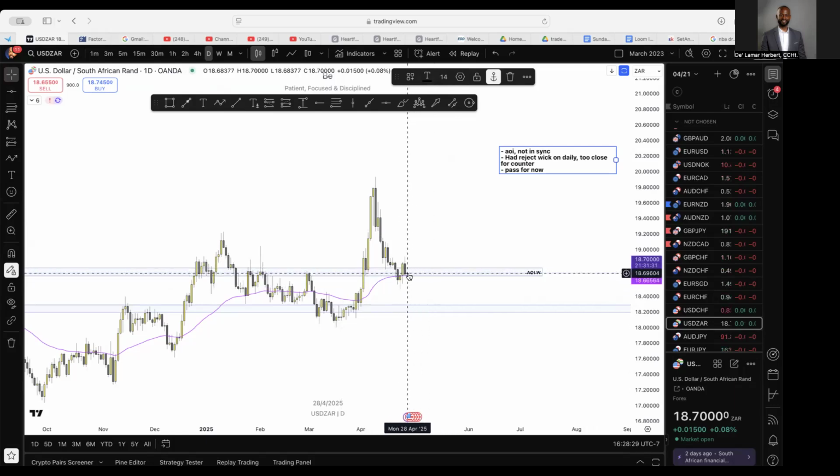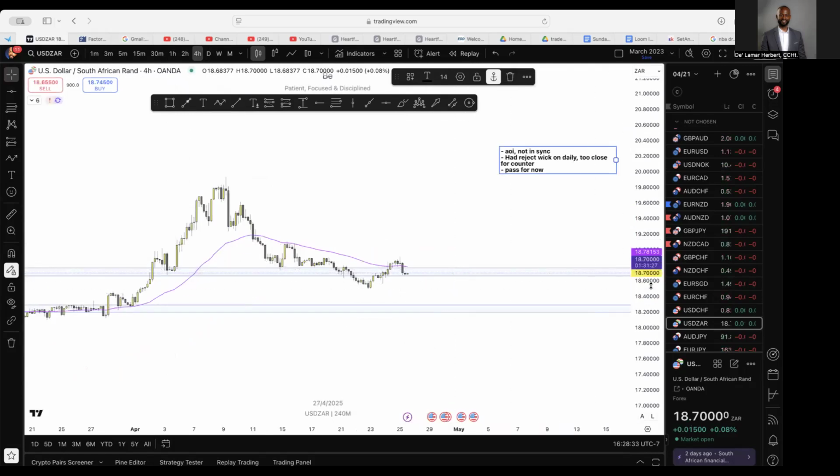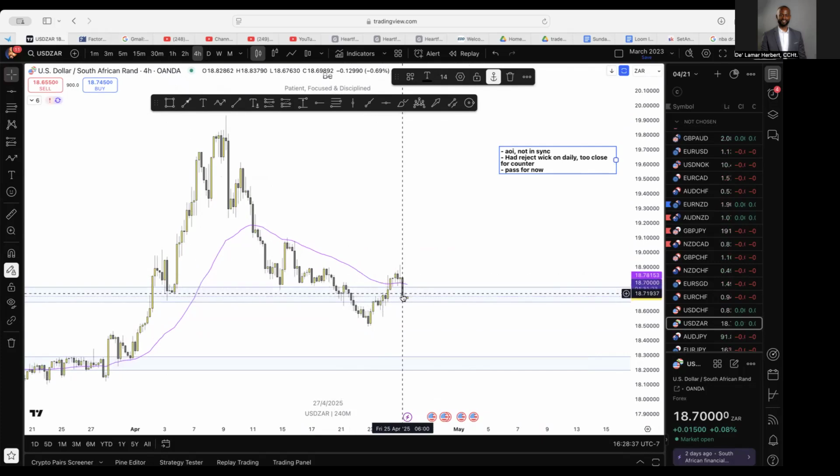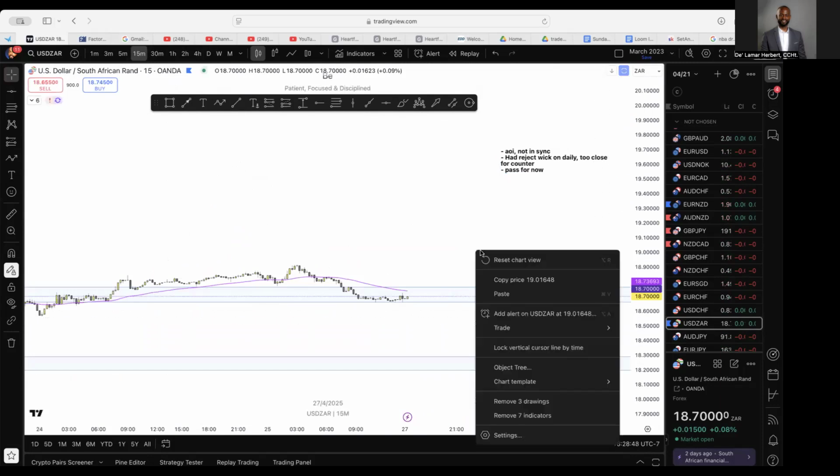It looks like it's having a rejection here at this area of interest on the weekly. 4 hour had a shift. It's having a pullback right now. This looks like it'll be really good to actually get into this. So I'm gonna actually move this up. This will be a good trade to start looking into.